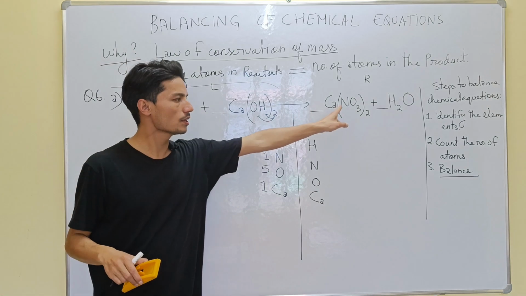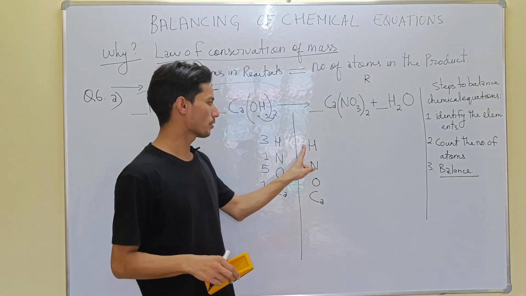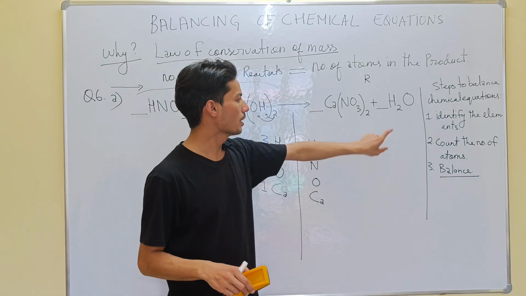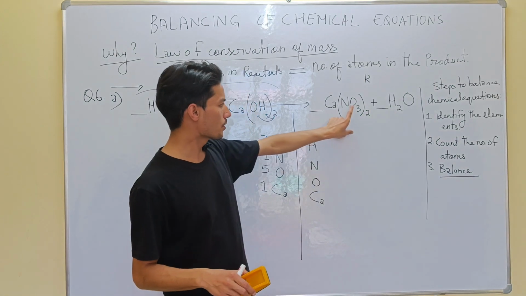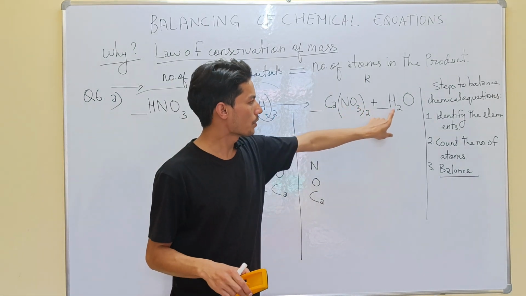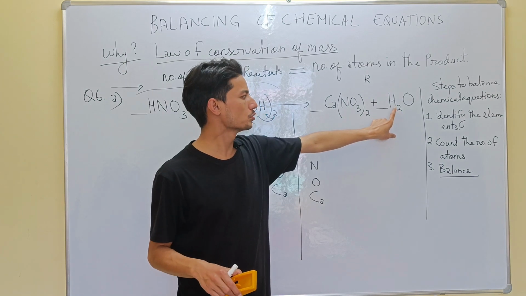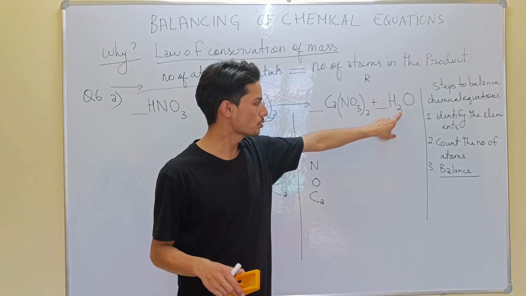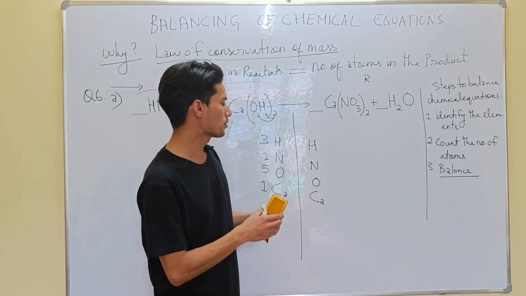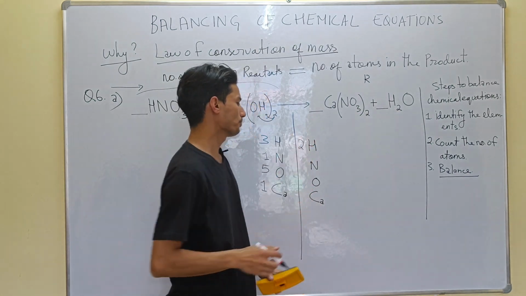Now we go to the product side. Let's start with hydrogen. How many hydrogens do we see here? I see hydrogen here and there is no hydrogen here. So we have hydrogen here. How many hydrogens do you see here? 2. These 2 belong to hydrogen only. So we have 2 hydrogen here, and you'll have to write here 2.